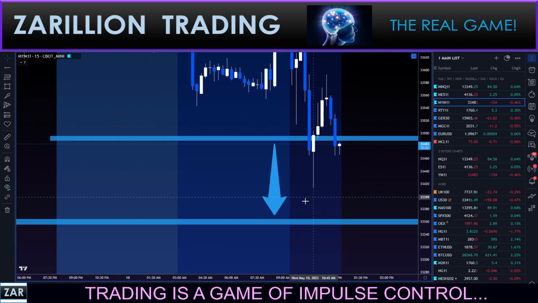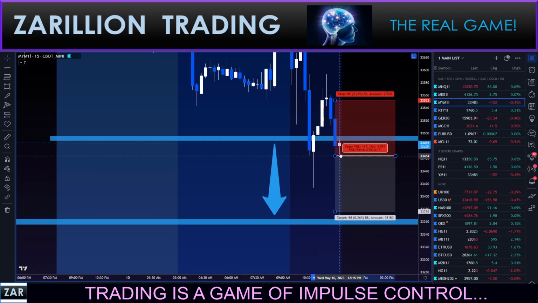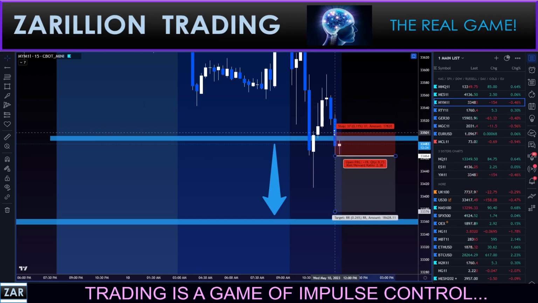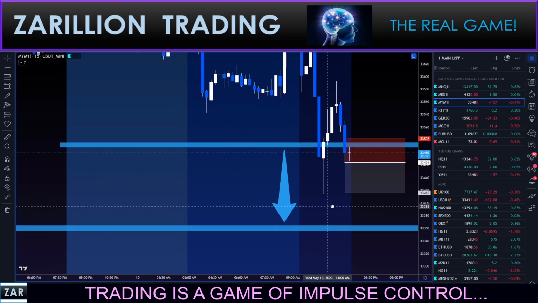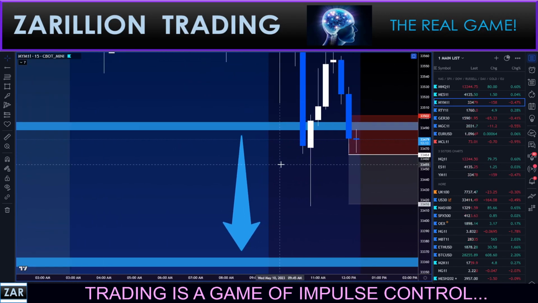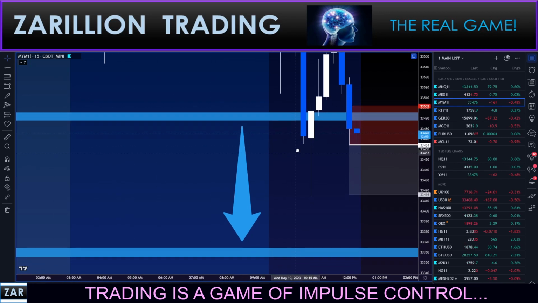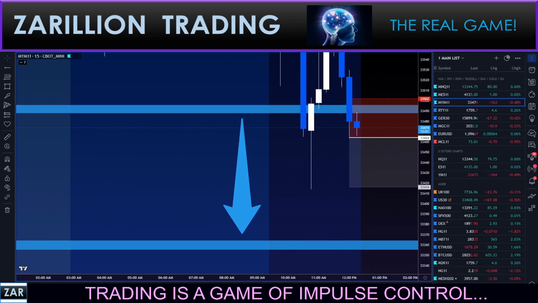Okay, guys, here's what I'm going to do. Sell stop below these two wicks. Sell stop. That's a live order now, guys. Live order right there. Sell stop for continuation trade here.